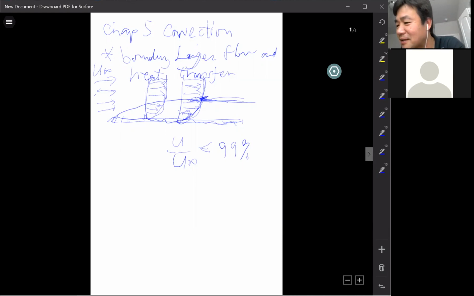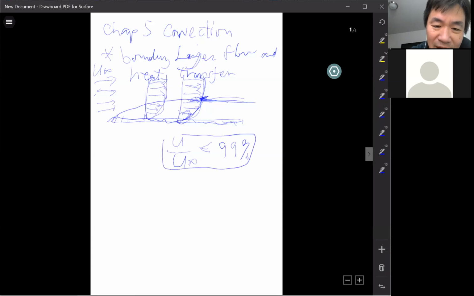Why is 99% the magic number? Because 1% is negligible. In engineering, less than 1% is negligible. So if you're smaller than 99% of the free stream velocity, it's not negligible. It seems like you've reduced a little bit compared to the free stream velocity. So that's the definition of the boundary layer.